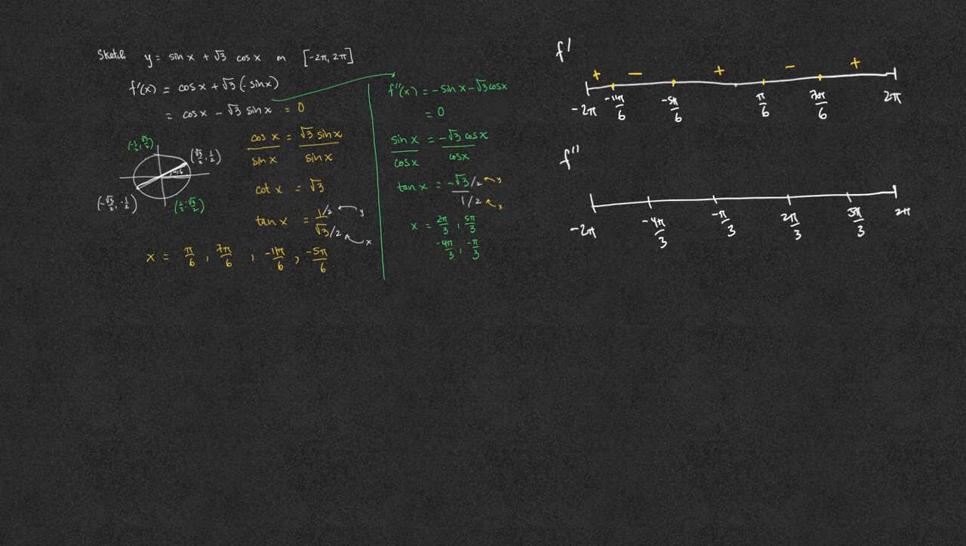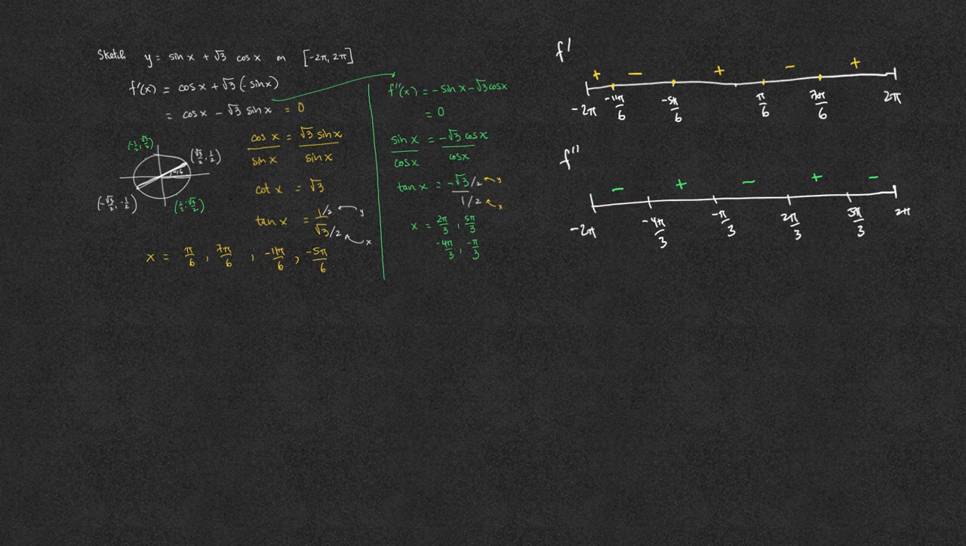will be negative. Then we pick a number in the next interval and we will see that the second derivative is positive. Any number between negative pi over 3 to 2 pi over 3, for instance 0, negative sine of 0 is 0 minus root 3 times cosine of 0, which is negative root 3 times 1. So it is 0 minus root 3, which is negative, and then positive, and then negative. Don't assume that the signs alternate. Make sure you evaluate the number in each of the subintervals.